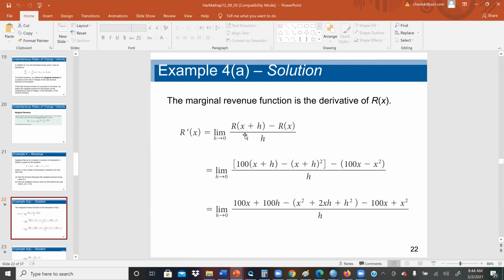So here we find the x plus h minus x divided by h.